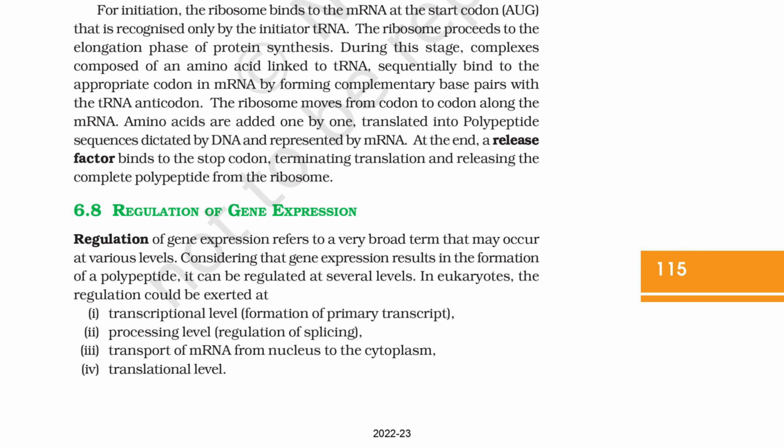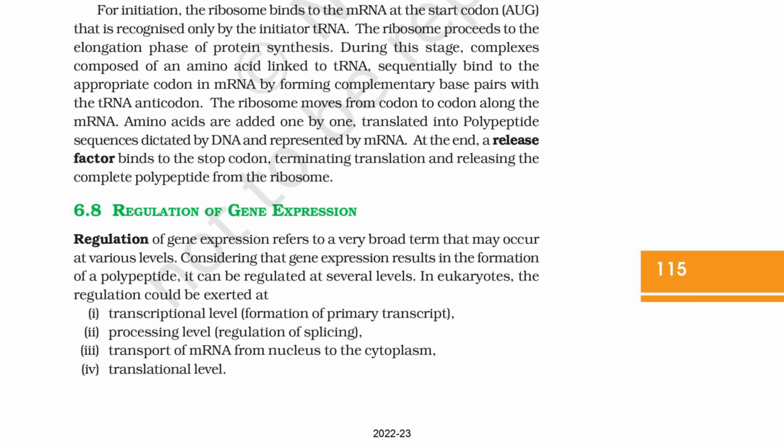For initiation, the ribosome binds to the mRNA at the start codon, AUG, that is recognized only by the initiator tRNA. The ribosome proceeds to the elongation phase of protein synthesis. During this stage, complexes composed of an amino acid linked to tRNA sequentially bind to the appropriate codon in mRNA by forming complementary base pairs with the tRNA anticodon.